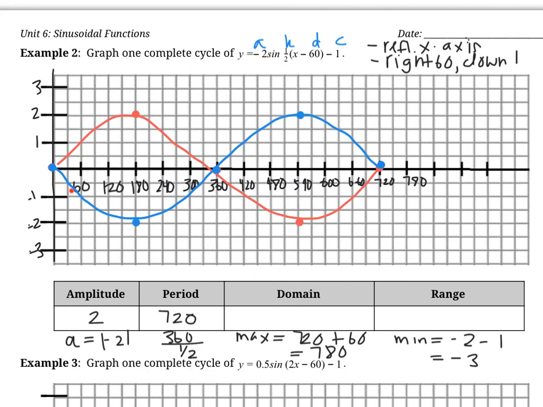So we're going to shift every one of our blue points to the right 60 and down 1. So we've made 60 degrees 2 squares. So we're going to bring every single point right 2 squares and down 1 unit. And we made 1 unit 2 squares as well. So we're going right 2 and down 2. So let's go ahead and do that.